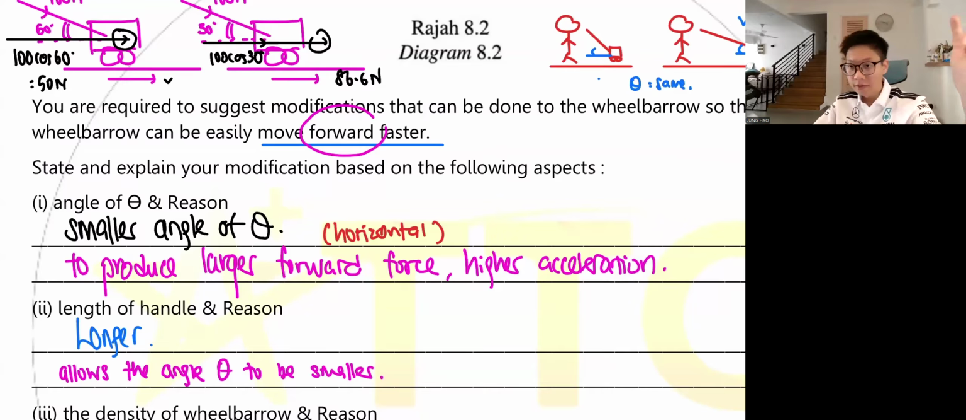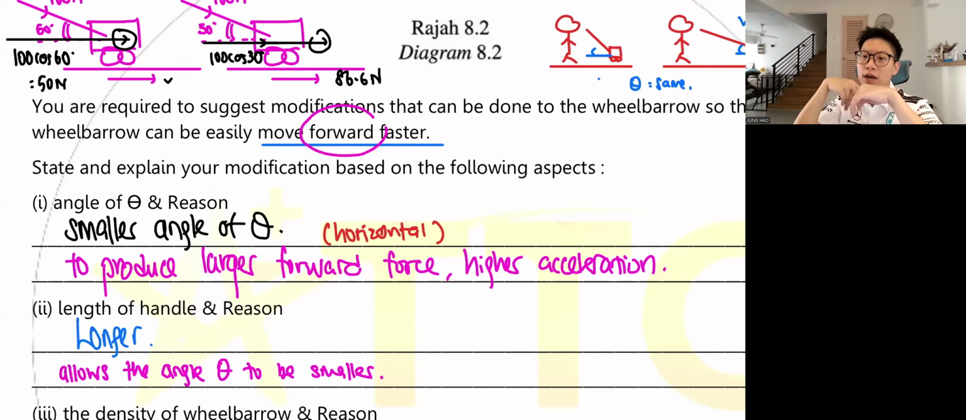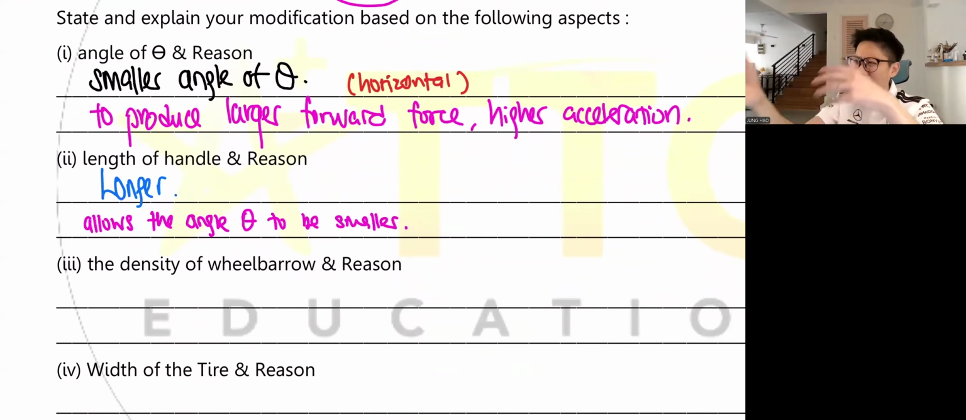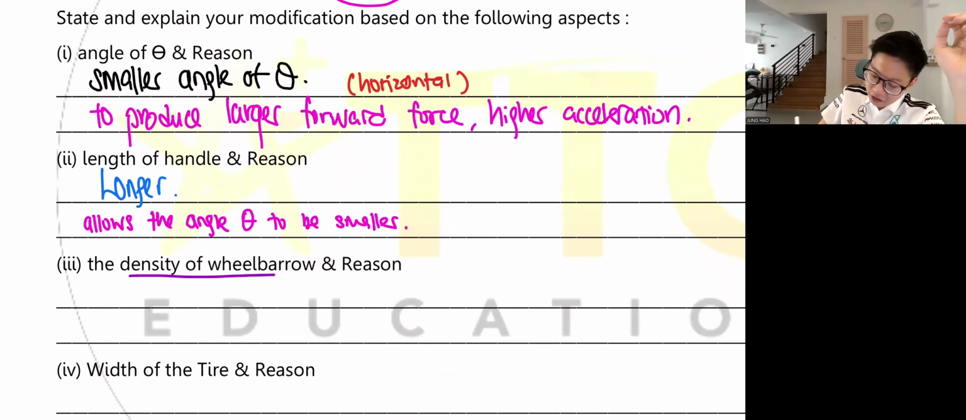All right. Yeah. Easier to hold. Actually, Jaden, I will accept that. You can even say so that the person will not need to bend lower. Yeah. So guys, physics, right, we accept all these human application answers. Okay, can. And lastly, the density of the wheelbarrow.